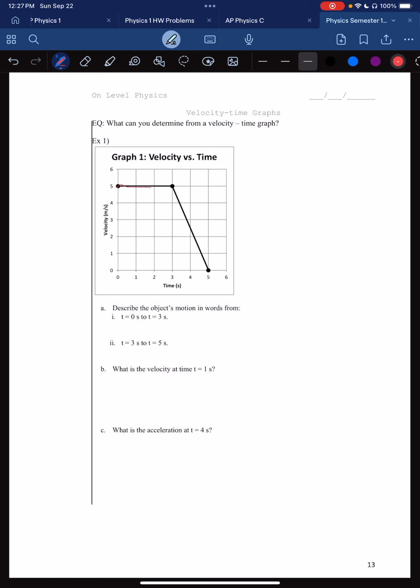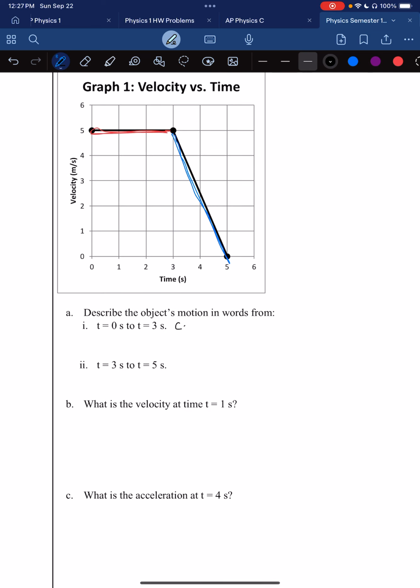Let's use another color. This color here. And from 3 to 5 seconds, if you're looking at the time down here, is this section here. So let's take a look at it. For part I, this salmon colored section here, the velocity is staying at 5 meters per second constantly for those 3 seconds. So we can just say constant velocity. Constant velocity. It stays the same.